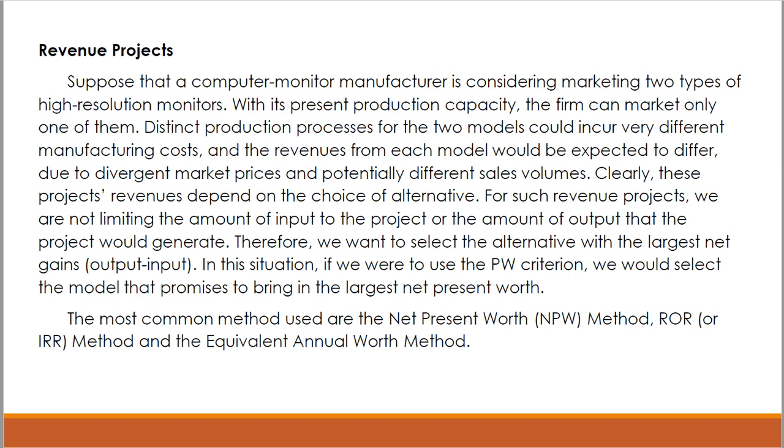Therefore, we want to select the alternative with the largest net gains, that is the difference between the output and the input. Okay, so may pinakamalaking profit, of course. So we're going to choose the project that would give us the highest gain or profit. In this situation, if we are to use the present worth criterion, we would select the model that promises to bring the largest net present worth. So take note, it's net present worth.